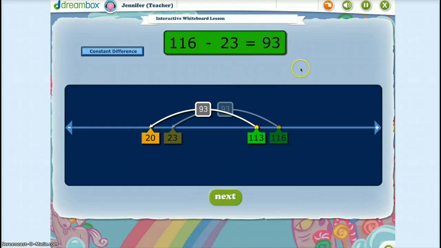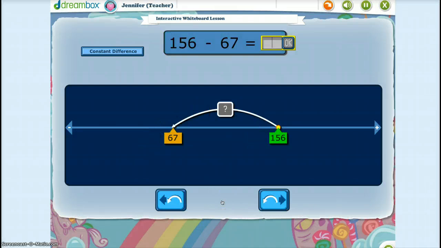Now I've subtracted that number using a model in my head, and that's really what mental mathematics is. I've got a model or a picture in my head that I can work with. Let's look at another example. The power of this model when you're working with students is I can move those values to the left or the right, which is more strategic.